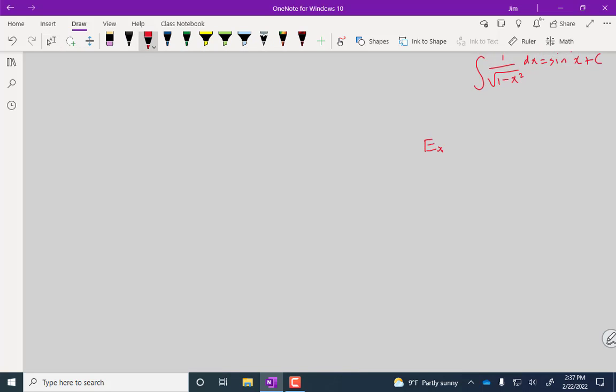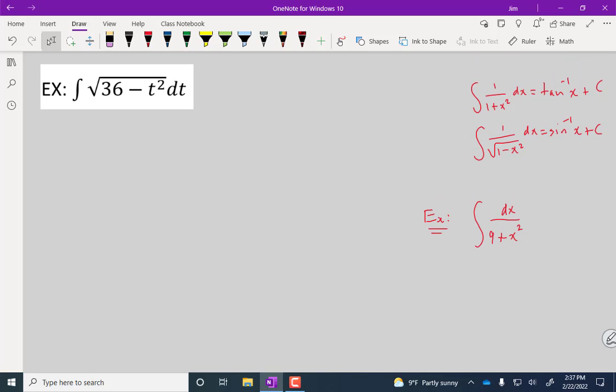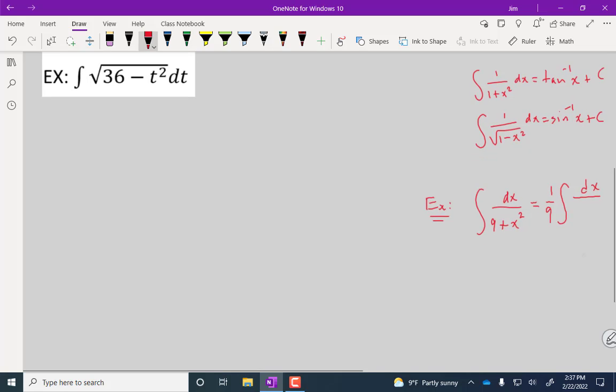So for example, if you have the integral of dx over 9 plus x squared, instead of remembering what to do with this leading term, whether it's a 1 or a 9 or a 16, the square root of it, and then figuring out if you have a 1 over a, you don't have to deal with that. If you just know your basic inverse tangent integral, you can factor out the 9 in the denominator and then use reverse chain rule.